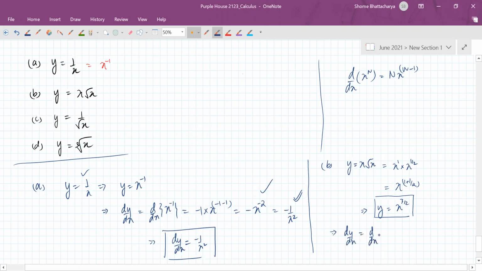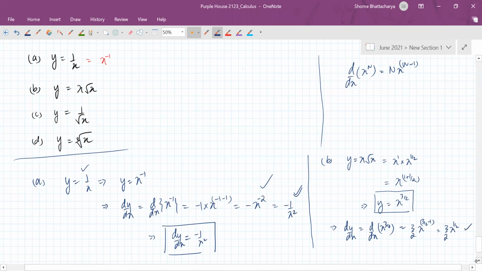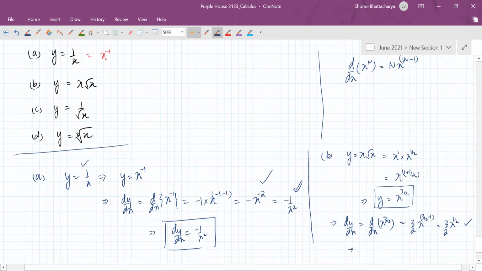So differentiation of y now is differentiation of x to the power 3 by 2. So now we'll apply the formula again. So it is n, that is 3 by 2, into x to the power n minus 1. So that is 3 by 2 x to the power half. Now this answer is also correct, but we can express it such that x to the power half is written as root x. So both these answers are correct. The first one is also okay, but we should know that this is equivalent to this one.